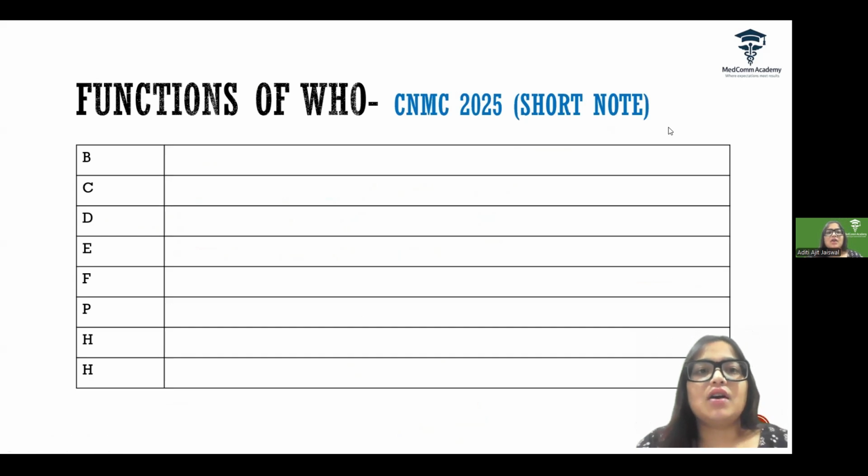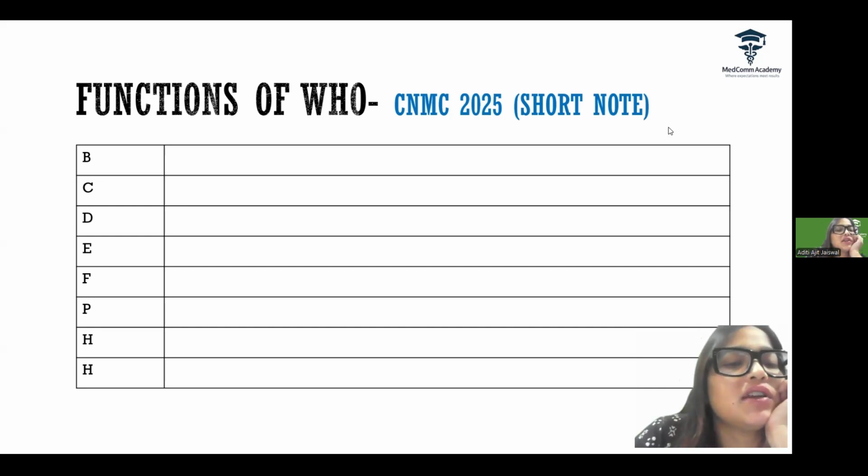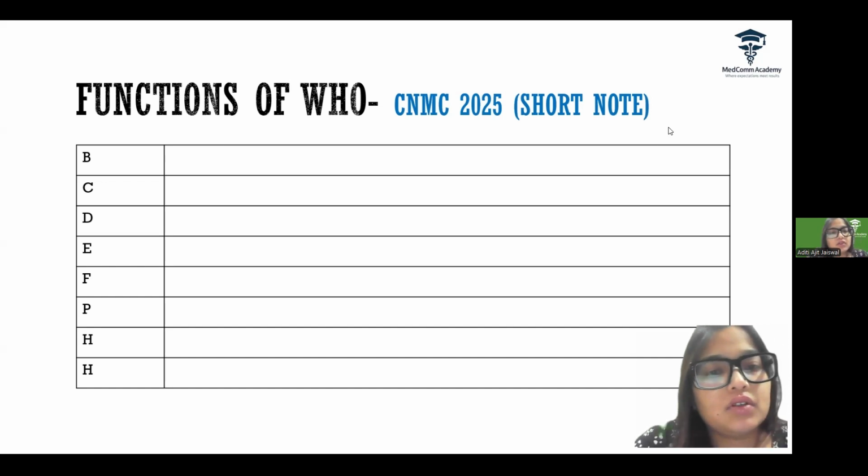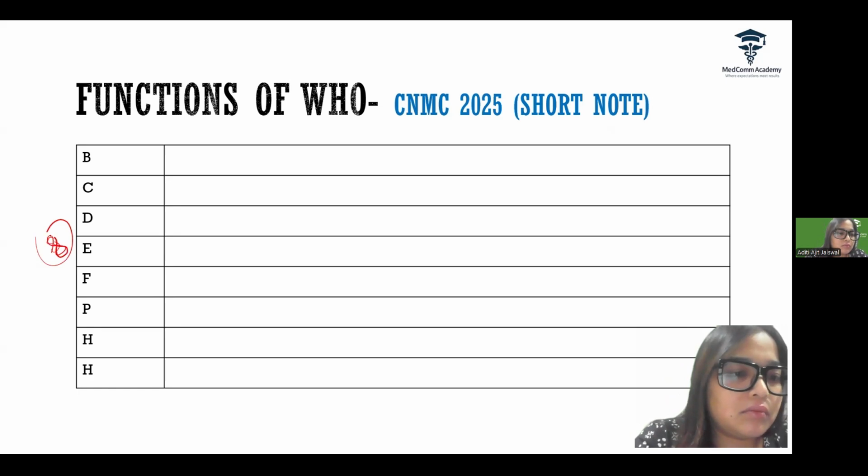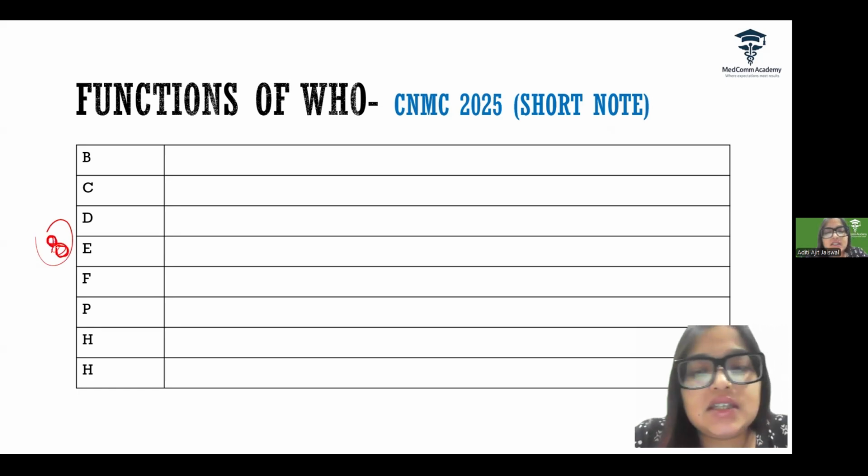Okay. Now coming to the functions of WHO. So this is the mnemonic which we have to remember. B, C, D, E, F, P, H, 2. Okay. 8 functions, and this is the mnemonic. B, C, D, E, F, P, H, 2.